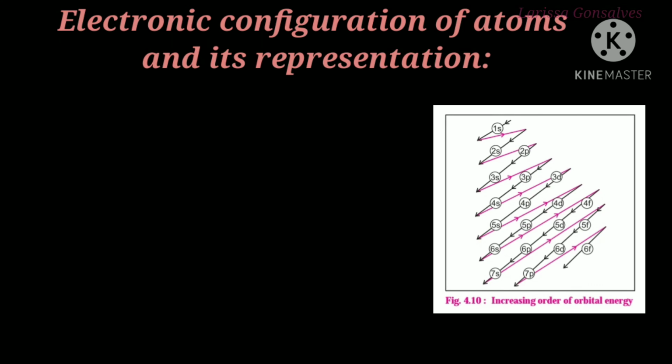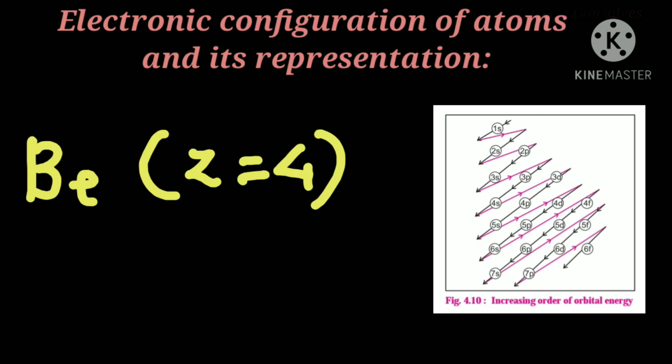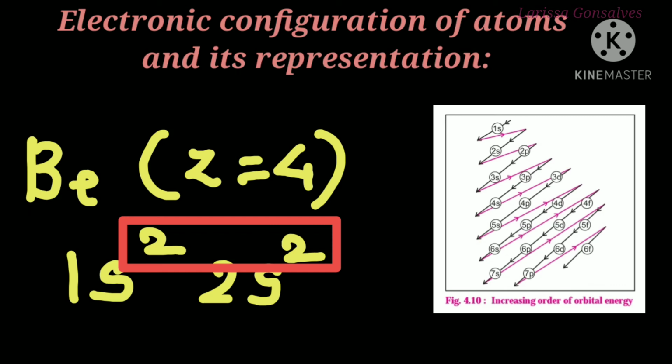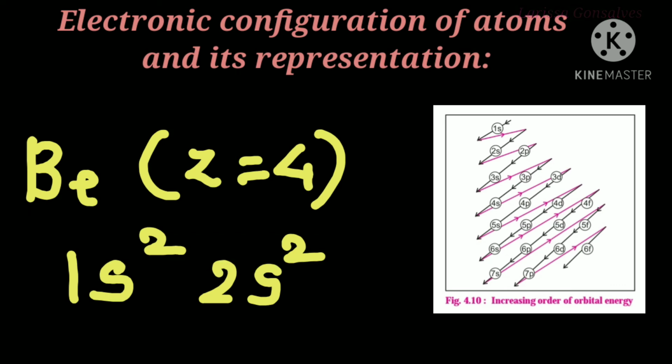Let us take another example, that is beryllium. The atomic number of beryllium is 4, so there will be 4 electrons present. So again start with the same order. 1s, 2 electrons will go. In 2s also 2 electrons are going to go. So 2 plus 2 is going to give us 4 electrons. Hence the electronic configuration of beryllium is 1s2, 2s2.